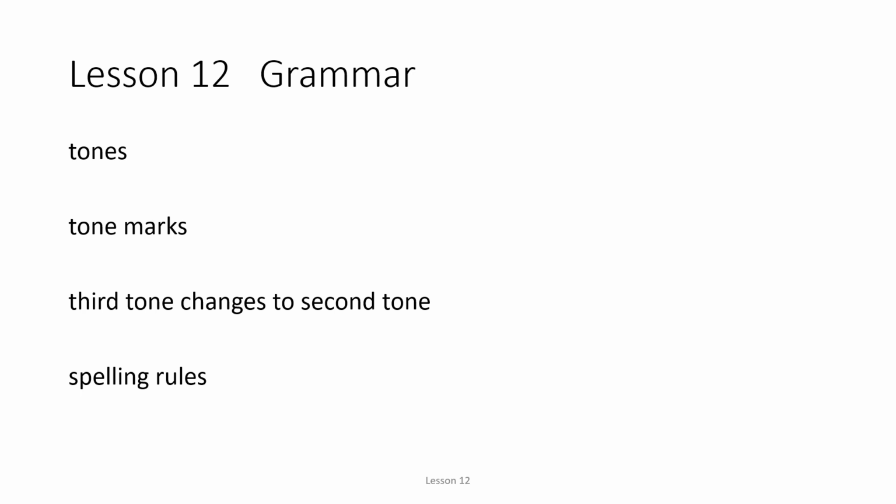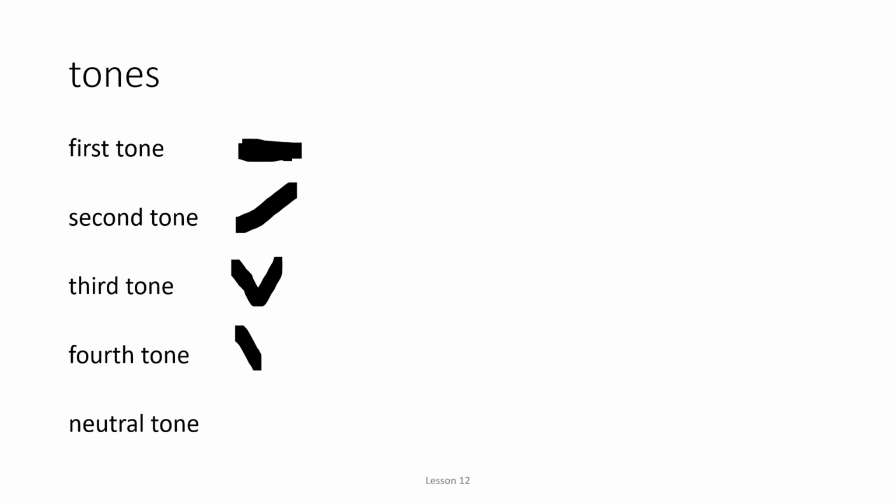Lesson 12. In this lesson, we are going to learn about tones, tone marks, third tone changes to second tone, and the sound spelling rules. Chinese is a tonal language. It is essential to speak with the correct tone to make yourself understood correctly. The tones are first, second, third, fourth, and neutral tone.